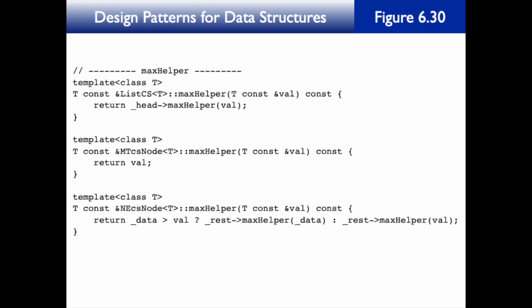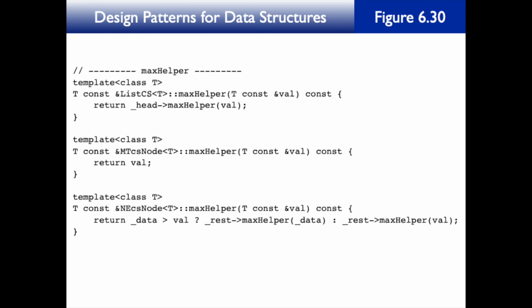And the way we do that is by recursively calling the helper again. So in each case, it's rest.maxHelper. In one case, it's rest.maxHelper with data. In the other case, it's rest.maxHelper of val. So that's a review of how the max method works in the list CS. Now let's go back to our visitor and see how that translates.